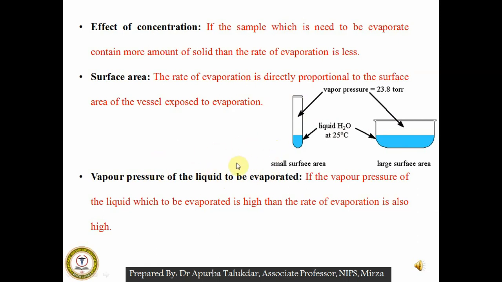Okay, so coming to next one is the vapor pressure of the liquid which you are going to evaporate. If the vapor pressure of the sample or the liquid is more, then the rate of evaporation also will be high. That means that kind of solution can evaporate at a lower temperature also, because the vapor pressure is more. This kind of solution having more vapor pressure will evaporate at less temperature also. That is why, if the vapor pressure is more, the rate of evaporation also will be more.